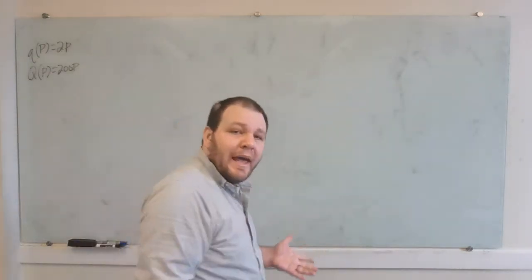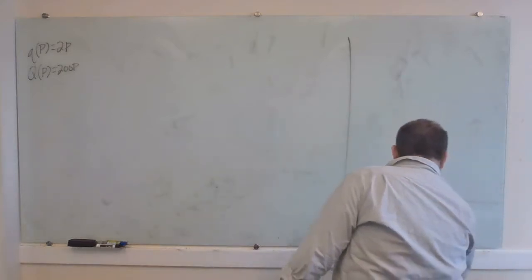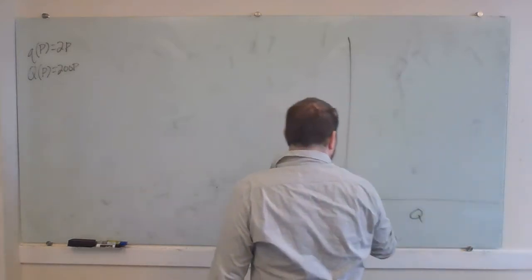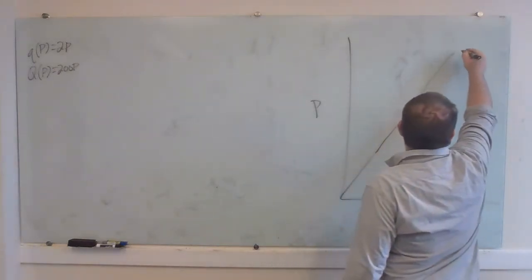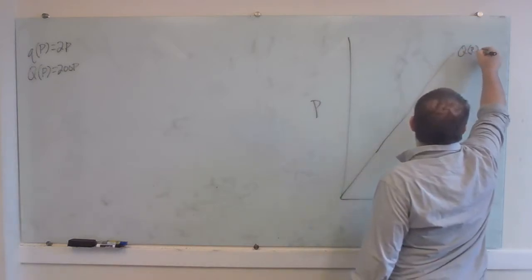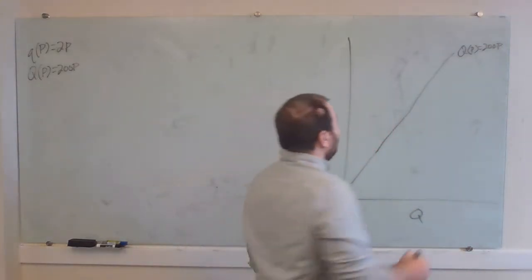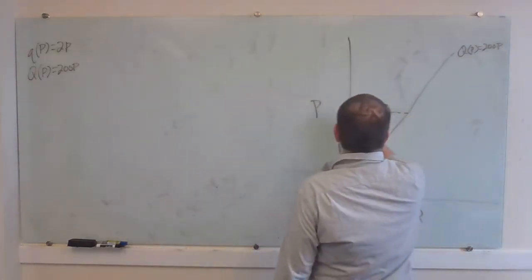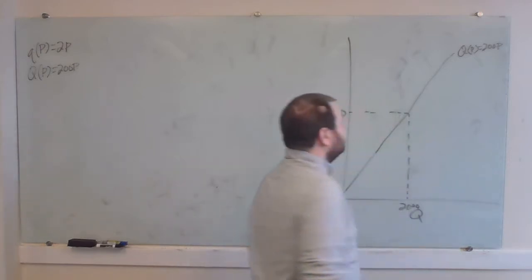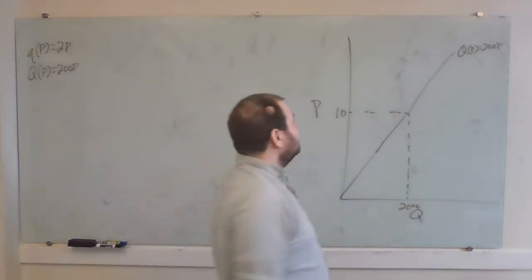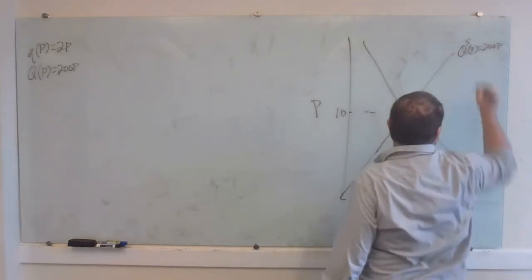So if I wanted to graph my market supply, Q and P, it would just be a straight line up, a line with the slope, Q of P equals 200P. Cool. So at a price of 10, the market would be supplying 2,000 burritos. Yeah? So I'll just draw a demand curve here. Make this look like a market equilibrium.